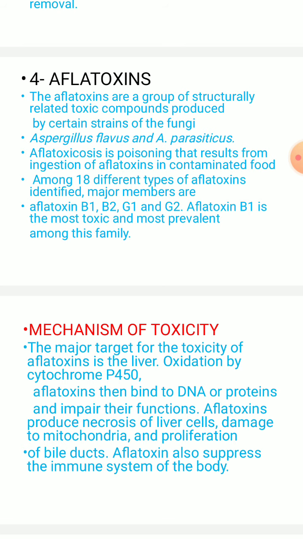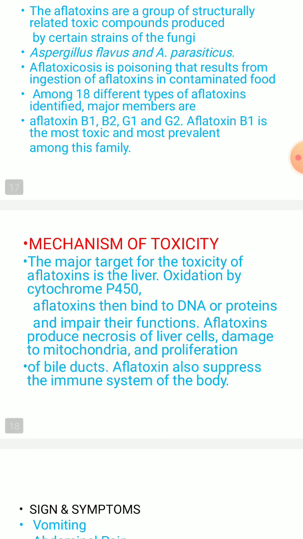Now let us see the mechanism of this toxicity. The major target of aflatoxin toxicity is the liver, wherein oxidation happens by the cytochrome P450 monooxygenase enzyme, as we have discussed in the last classes. How do these aflatoxins act? They bind to the DNA or protein, and impair their functions.